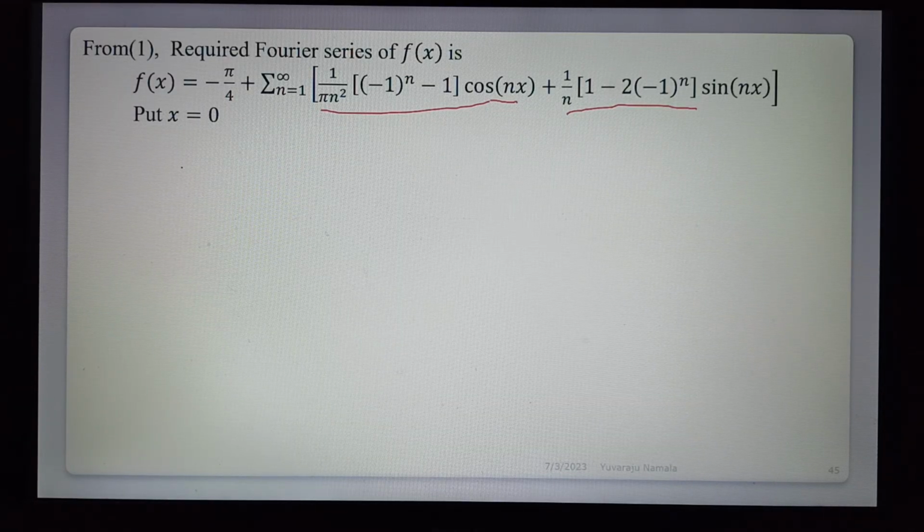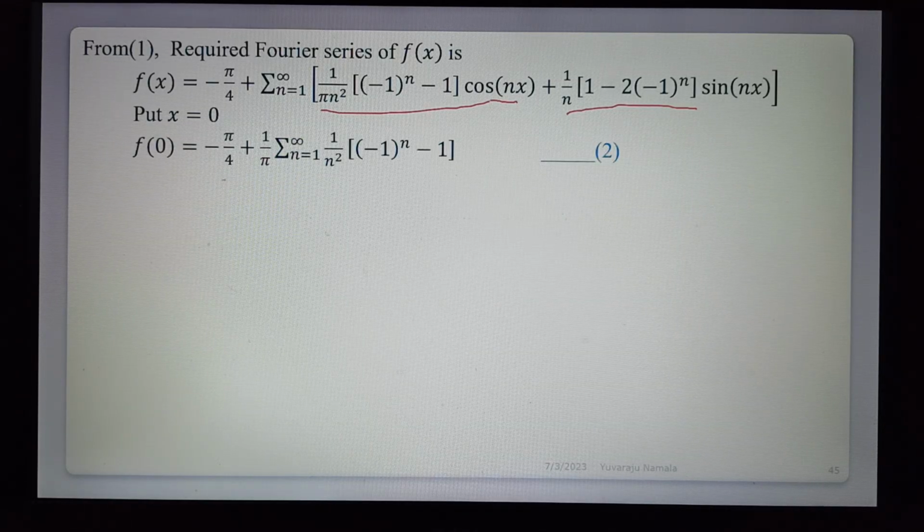Okay? So put x is equal to 0, that is f of 0 is equal to minus pi by 4 plus 1 by 5, which is a constant, common, summation n is equal to 1 to infinity, 1 by n square into minus 1 power n minus 1 into cos 0, which is 1. This is sin 0, which is 0. This is totally 0 only. Okay? But we know that we have f of 0, f of 0 is the value we are finding.